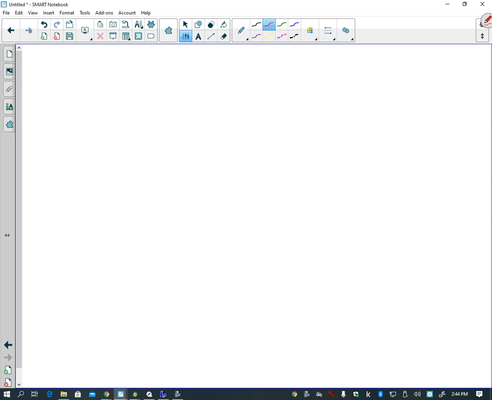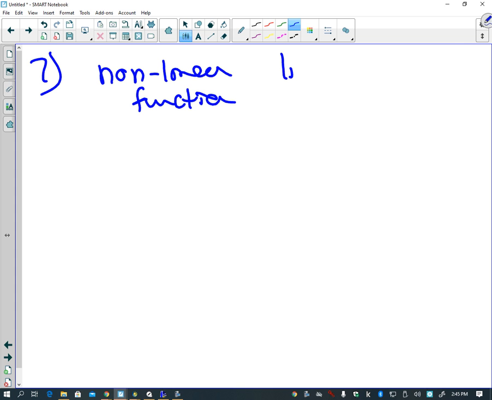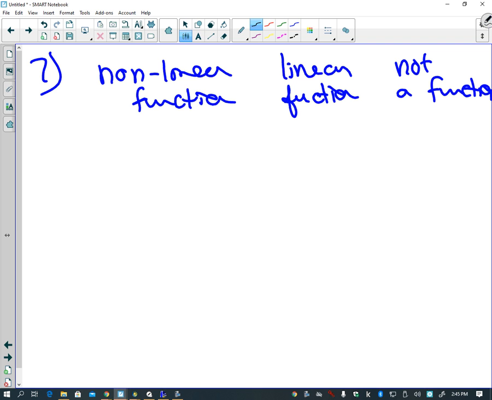Okay. 7. They're going to give you a couple different graphs. You need to be able to identify those graphs as being a nonlinear function, a linear function, or not a function. Okay, so nonlinear function, a linear function, or not a function. Okay, so can anybody give me an example of a linear function?